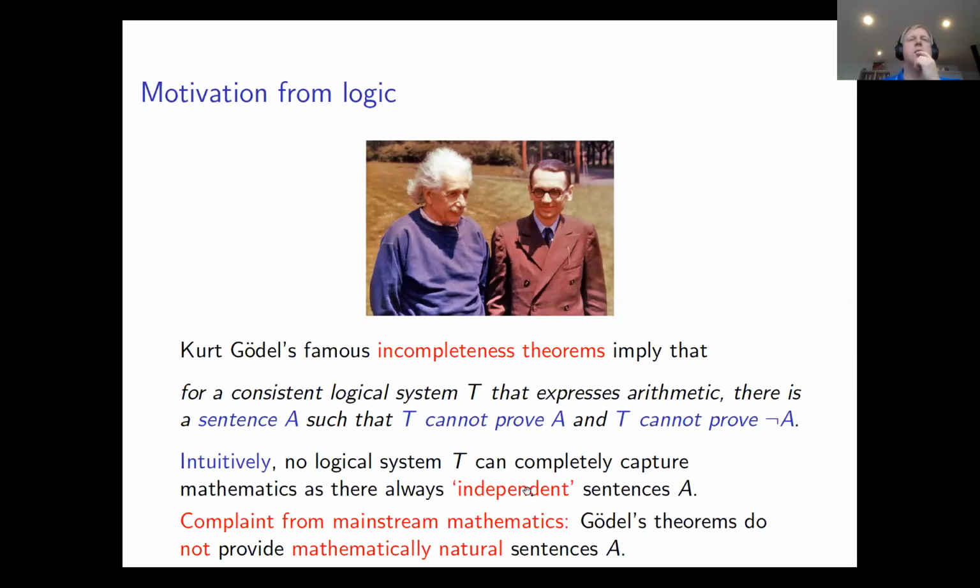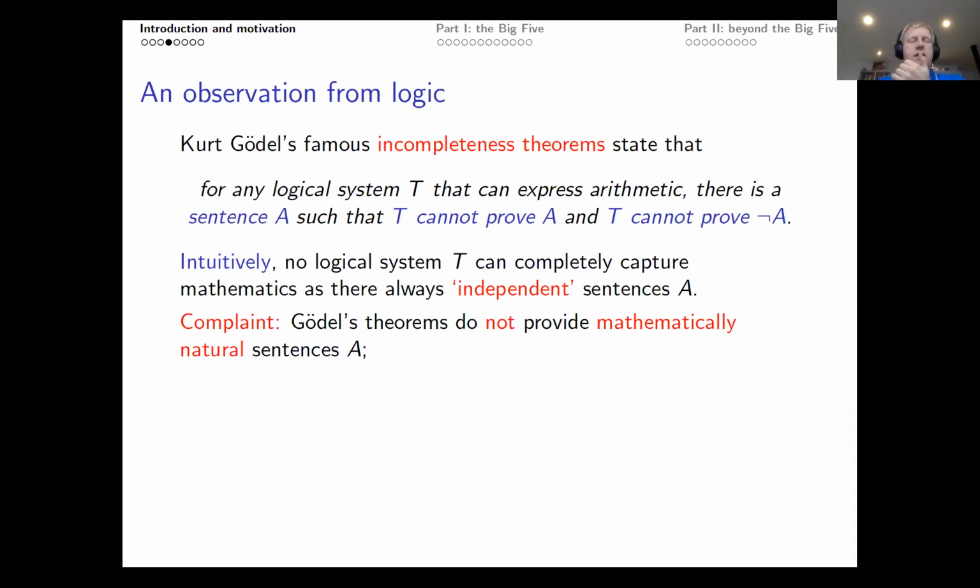All right. So as I was saying, Gödel's incompleteness theorems are nice. They're quite impressive, actually, and they're famous in logic and in popular culture. But most mainstream mathematicians would say, yeah, sure, but there is no mathematically natural sentence such as A. And these sentences A, these independent sentences, are purely logical. So in mathematics, they make a distinction between mathematically natural and purely logical.